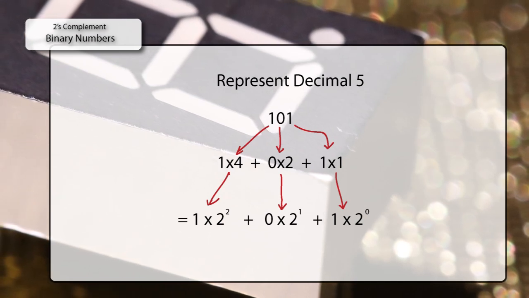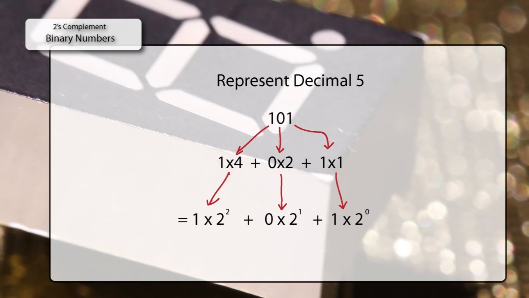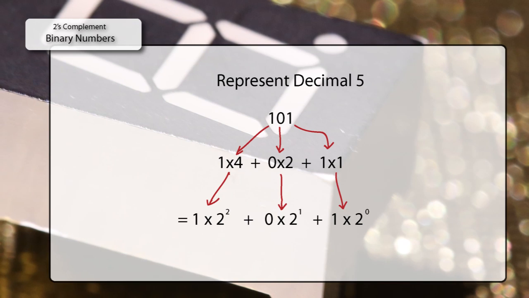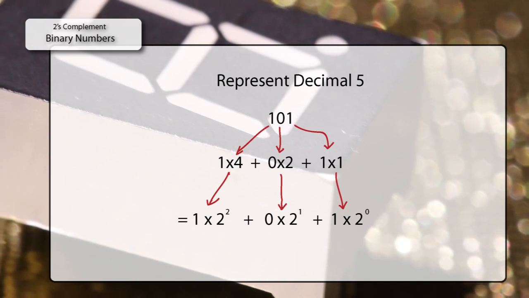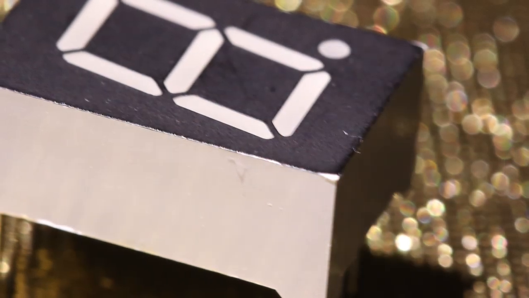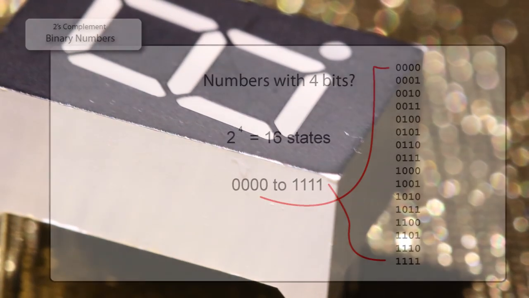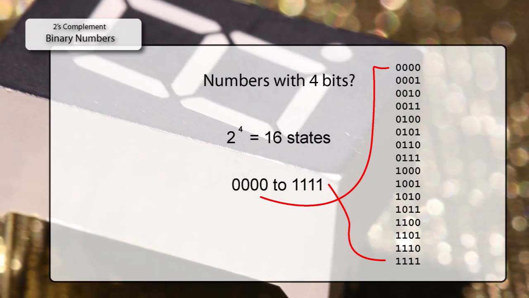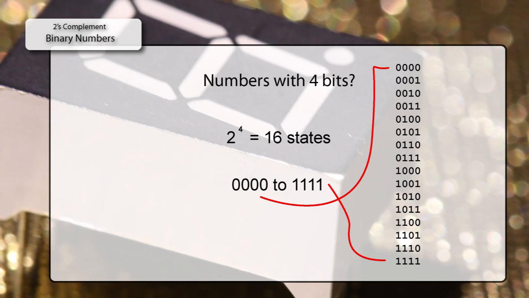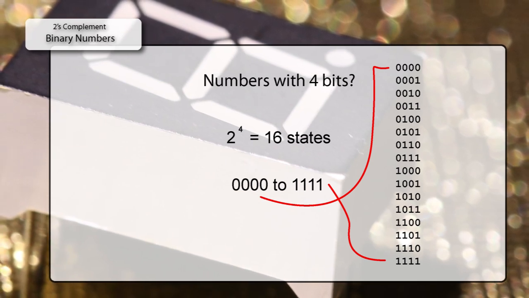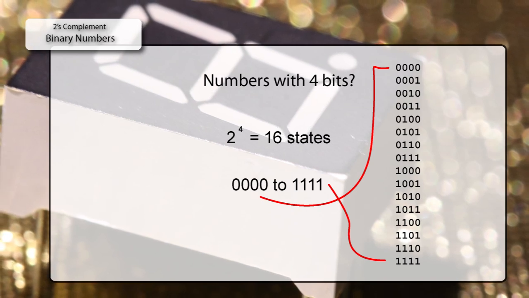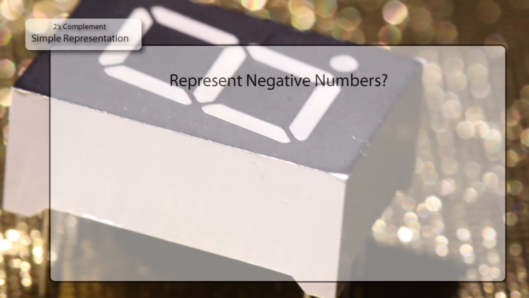Where we have 2 to the power of the position in the place-weighted system. So this works out to be 4 plus 0 plus 1, which is our decimal 5. So we know how to represent positive numbers. If we have 4 bits, we can represent 2 to the power of 4 different numbers. So it's 16 different numbers in the range 0, 0, 0, 0 to 1, 1, 1, 1, where 4 zeros is decimal 0 and 4 ones is decimal 15. So 16 different integer numbers. So how do we represent negative numbers?